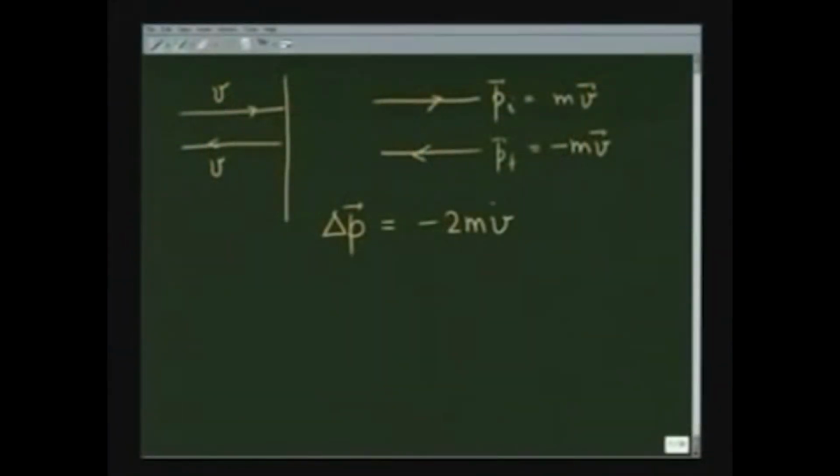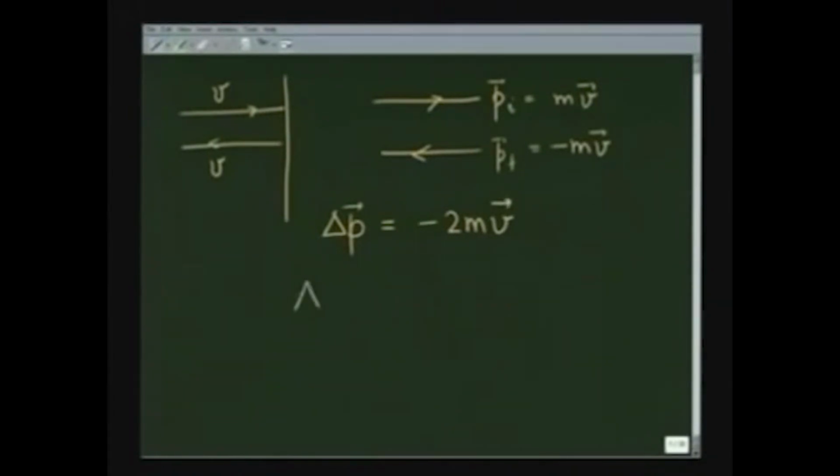Its momentum initially was in this direction. Let me call it P initial, which is m v, and the final momentum is P final, which is minus m v, because it has just bounced back. So the change in momentum is going to be minus 2 m v.